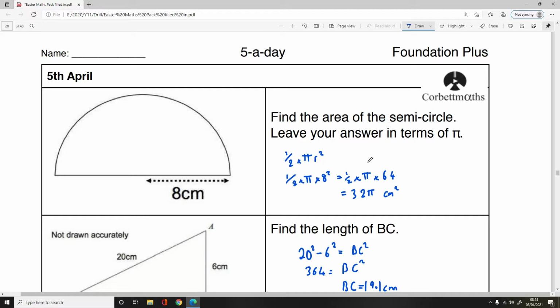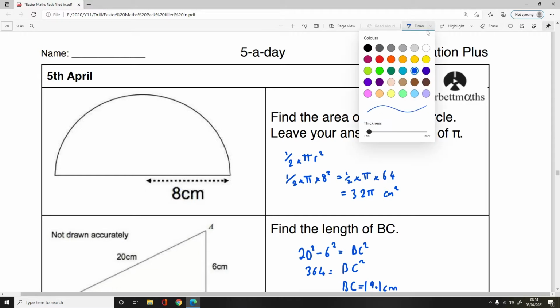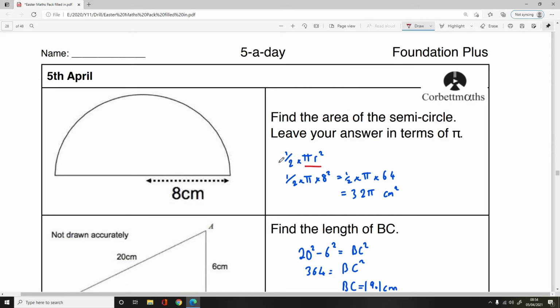Okay, so our first question, and I did like the Foundation Plus, it felt like very sort of standard things. Find the area of a semicircle in terms of pi. So all we're going to do is we're going to need to know the area of a circle is pi r squared and then halve it for a semicircle. Radius is 8 because that's halfway across the circle. 8 squared is 64, so half of that is 32, so that gives us 32 pi centimetres squared.